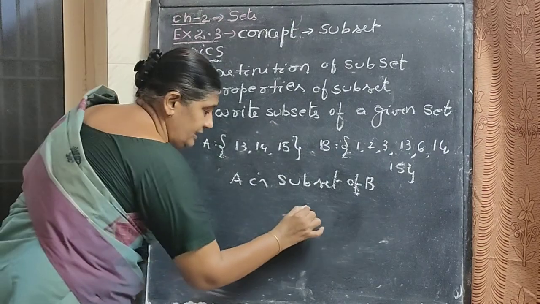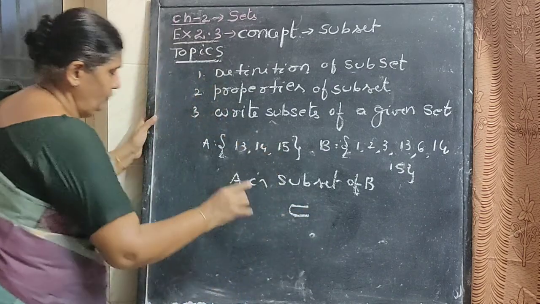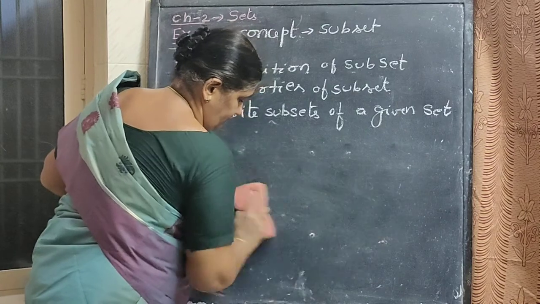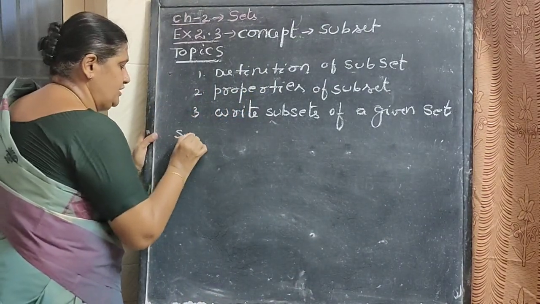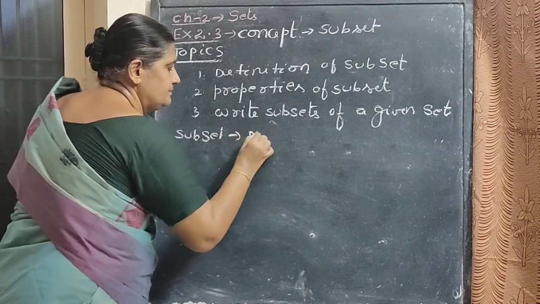The symbol for subset is like this. Now write down the definition with an example. Listen and write. Subset definition.